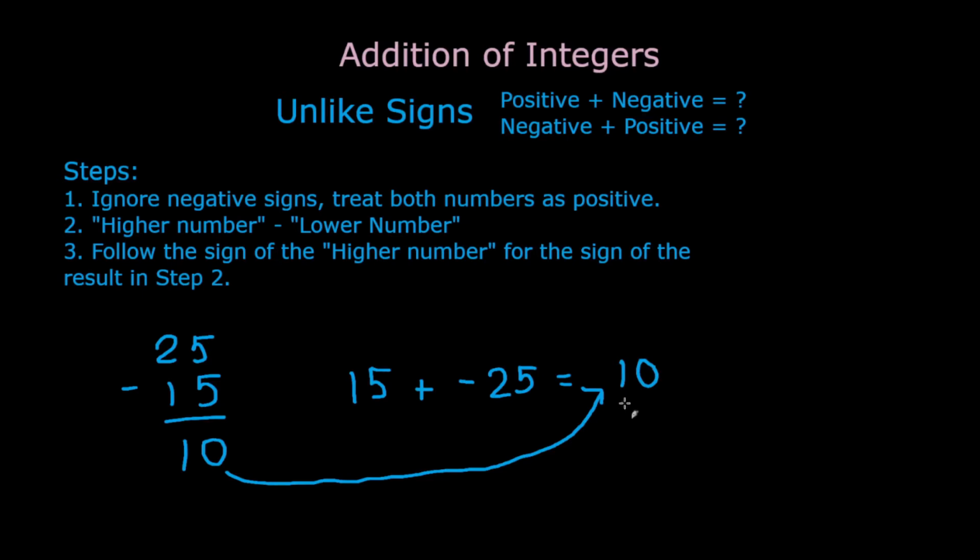So, ano yung magiging sign ni 10? Again, follow the sign of the higher number for the sign of result in step 2. Again, ang higher number dito is si 25. Ano yung sign niya? Negative. Kung kaya naman, negative din.